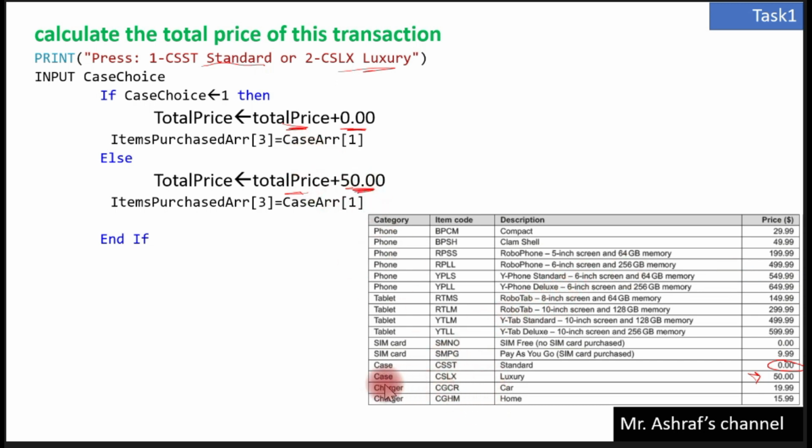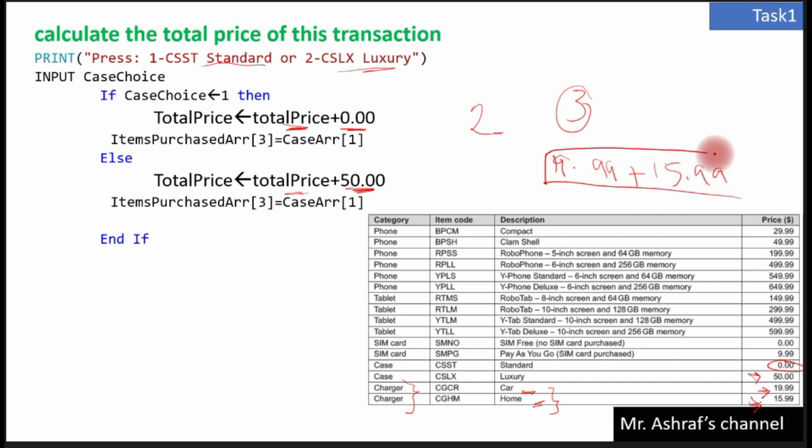Now for the last price, the charger type, he might choose car or home, or both of them, or none of them. For example, if his choice is 1 for the charger type, that means we will need to add 19.99 to the total price. If he chose 2, that means he wants to buy the home charger type. But if he chose 3, that means you need to add 19.99 plus 15.99, and then add these together to the previous total price. And if he chose nothing, no charger, then 0 will be added to the total price.